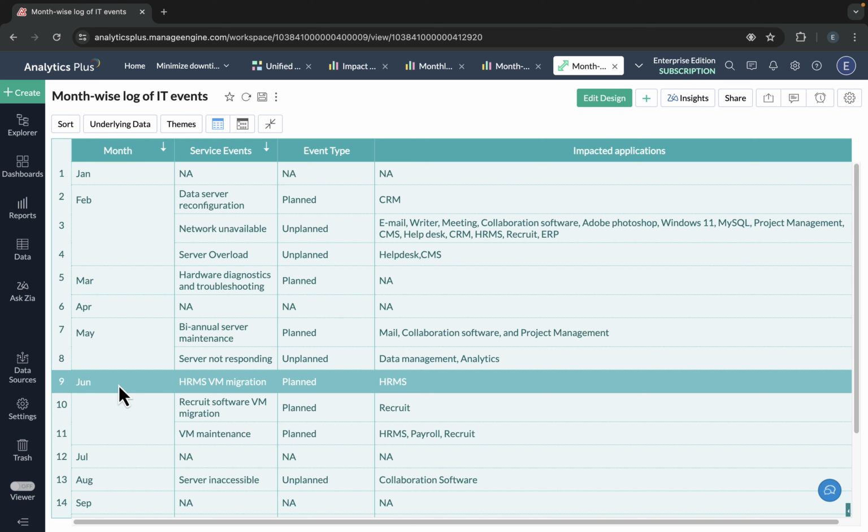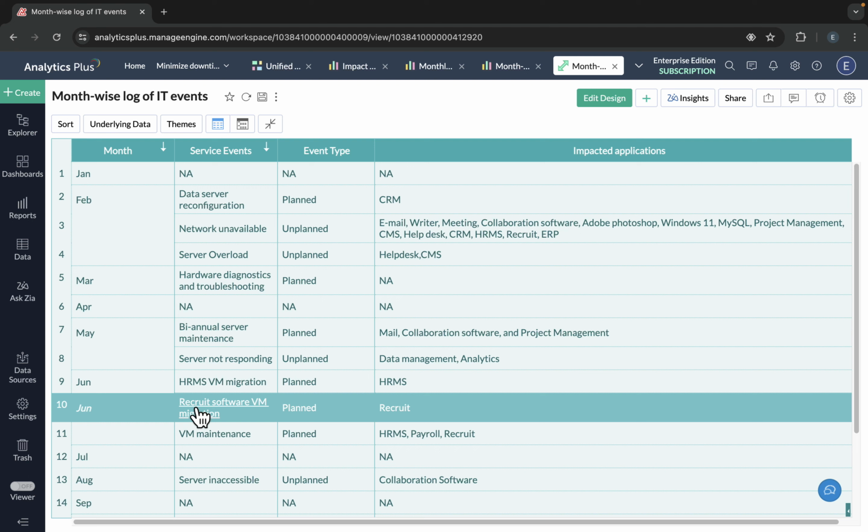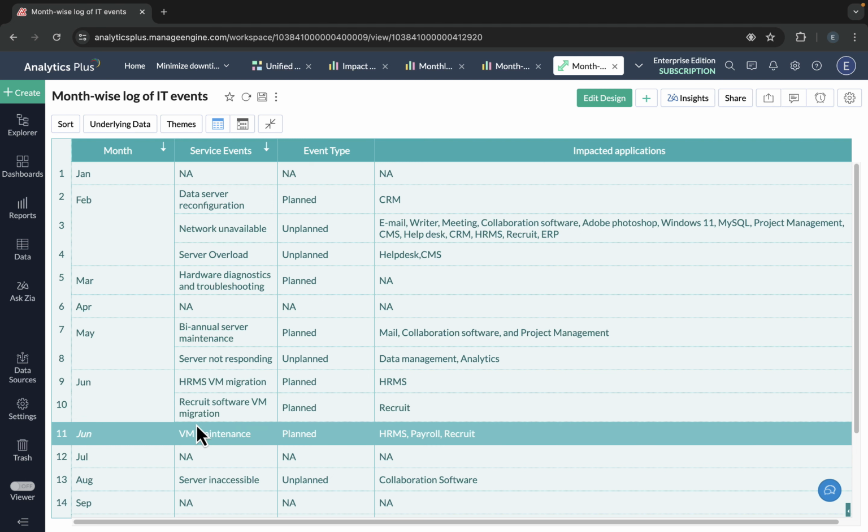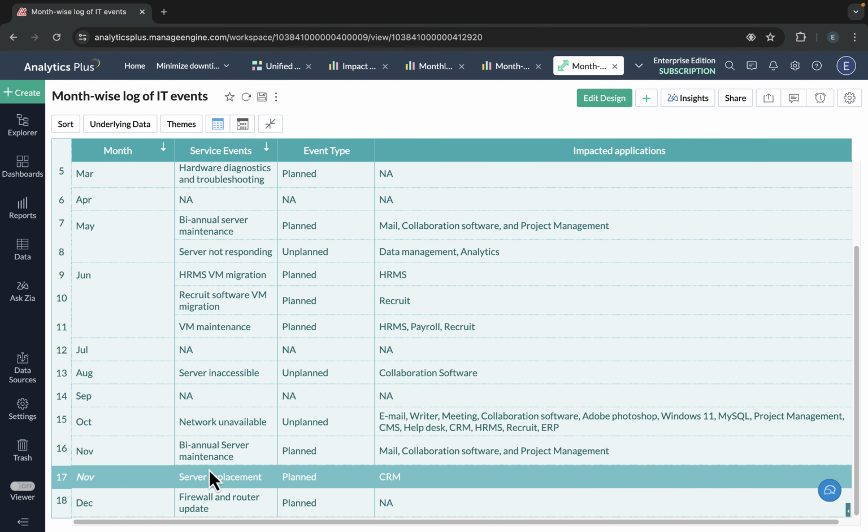Similarly, for HR applications, that is HRMS and Recruit, the transfer of their compute to new VMs and servers in June corresponds with an increase in the number of alarms for these applications, underscoring the unavoidable downtime experienced during the server or VM migration process. The downtime extends to other applications such as CRM, which happens during the maintenance and replacement of its host server at the end of its life in November.